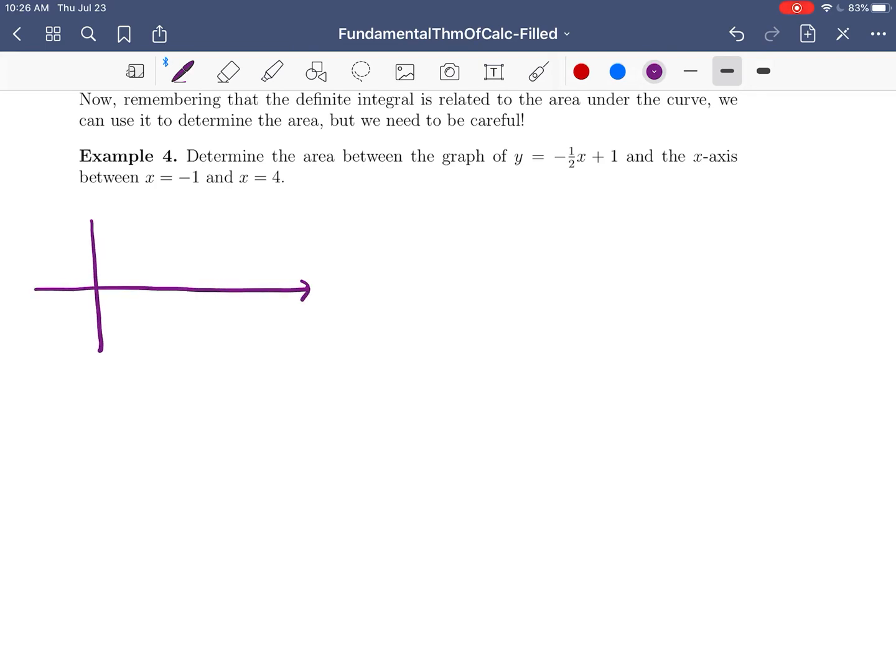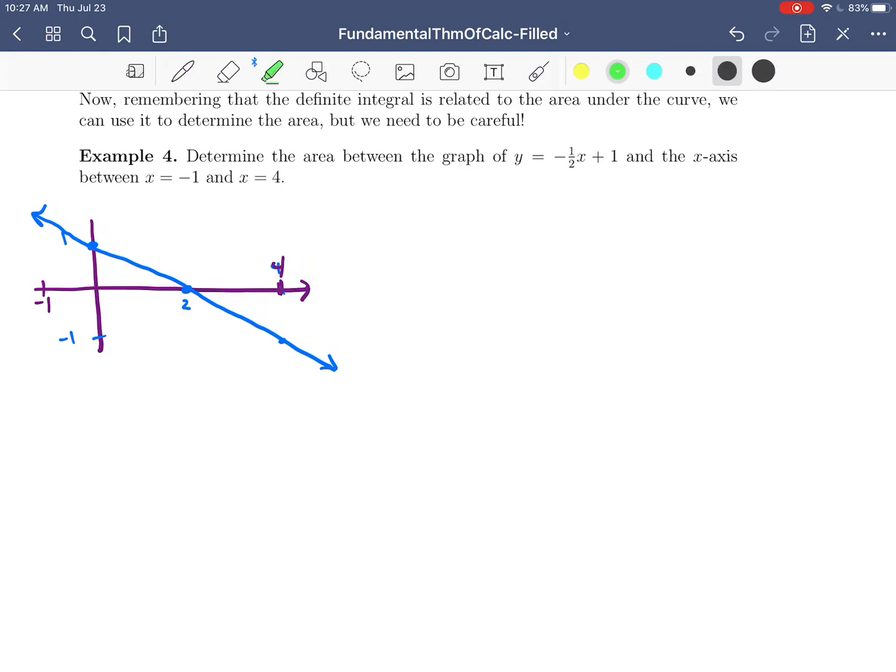Okay, but this one is sort of easy to draw. It's in slope-intercept form, so it goes through the point at 1, and then it has a slope of -1/2. So this is going to be at 2, and then down 1/2. This is going to be at 4, -1. So I see I have this line like that. Okay, and then the area I want is from -1 to 4.